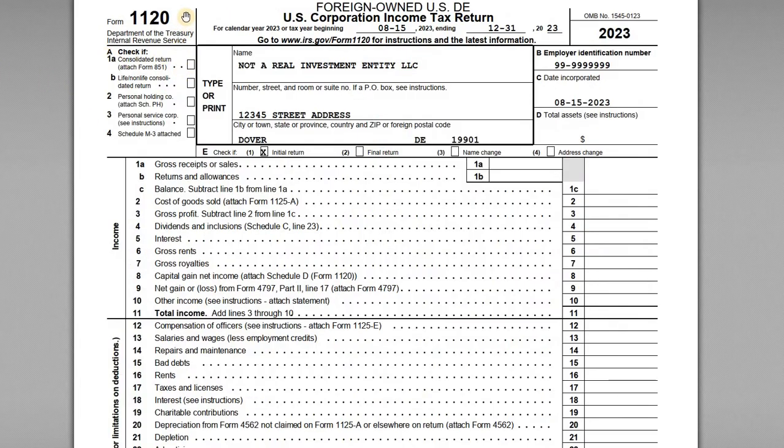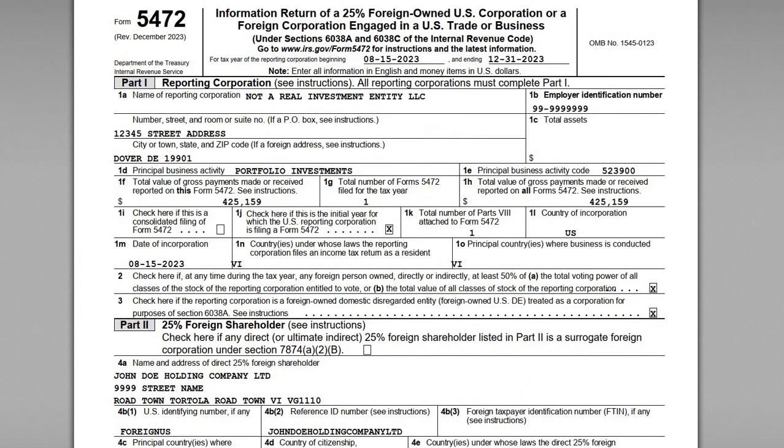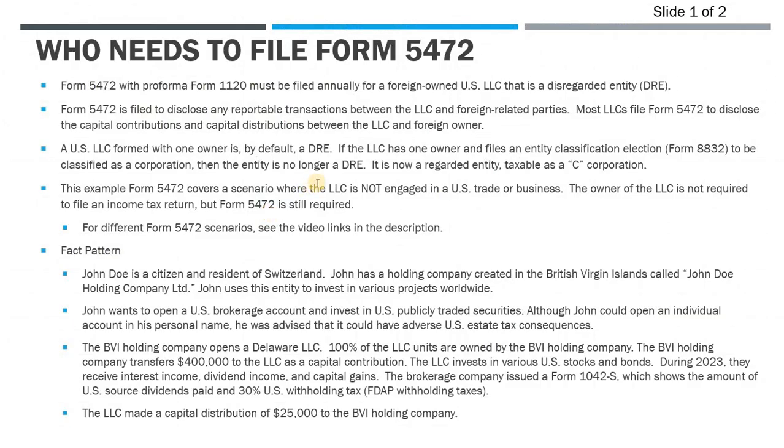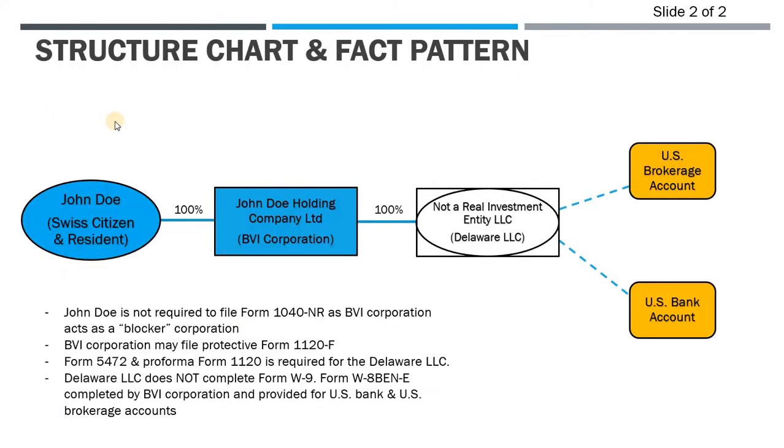It's part of the pro forma 1120, which we'll walk through as well. You need the form 1120 to effectively act as a cover page when you submit the 5472. I've also got a sample set of financial statements here for our investment entity, so we'll walk through some of these items and what actually gets reported on the 5472. And then lastly, I've got two slides here, one covering some background on the 5472 filings and the fact pattern itself.